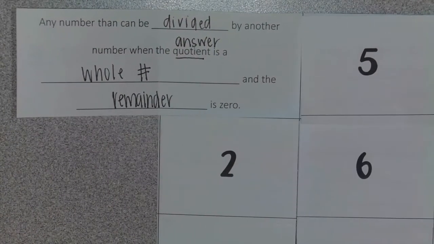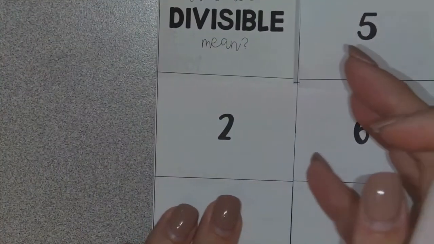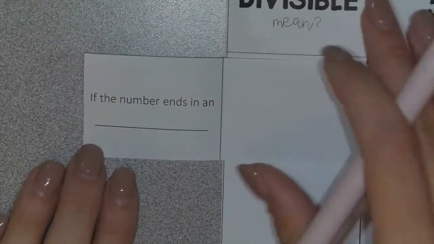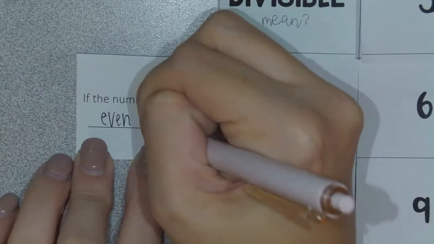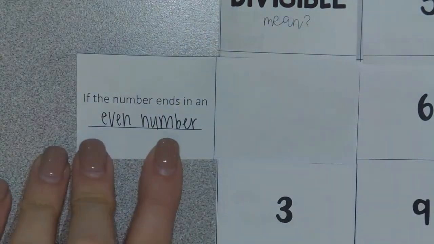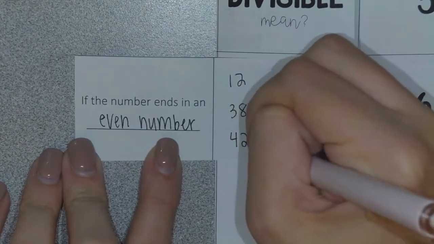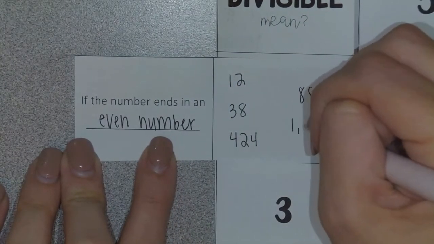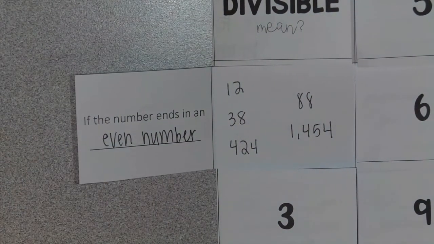So we're going to talk about just some quick hacks that we can check with a few specific numbers, so that when we are doing our division problems, we have a little bit more number fluency and computation skills. Let's start with the rule for 2. Any number that is going to be divisible by 2 has to end in an even number. Some examples are 12, 38, 424, 88, 1,454. You could think of any number, but as long as it ends in an even number, it is divisible by 2.